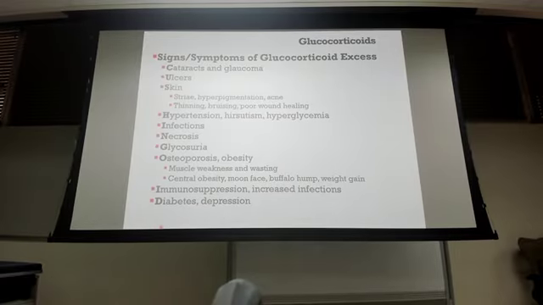Also, I wanted to make sure that you understand too, this can happen if the body is also producing too much of the glucocorticoid itself, okay? So yes, my medication can cause it, but if I have a condition where my body is producing too much, I can still have the same cushingoid experience.